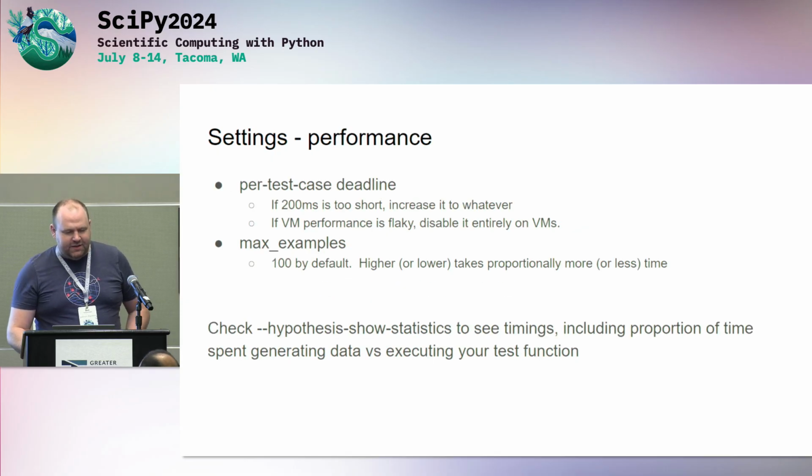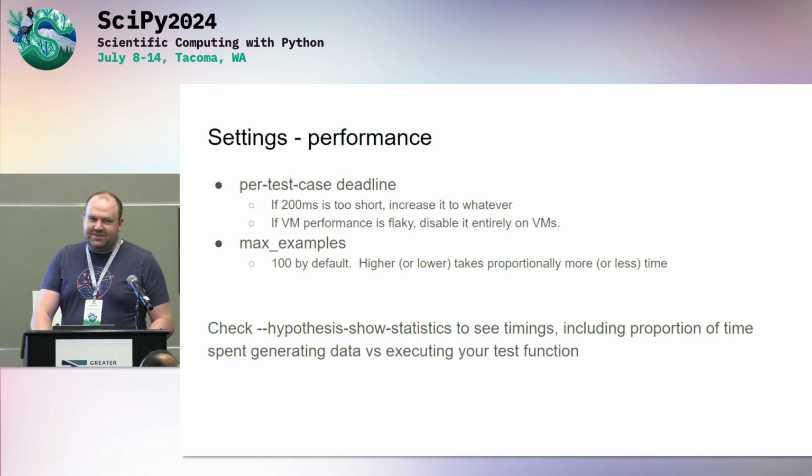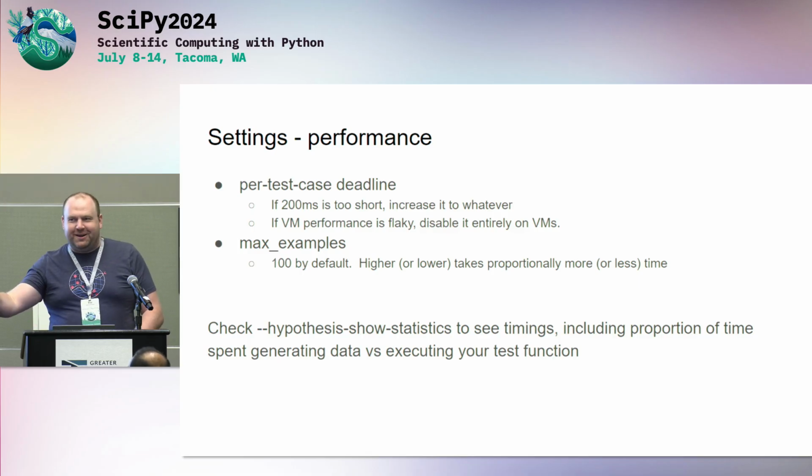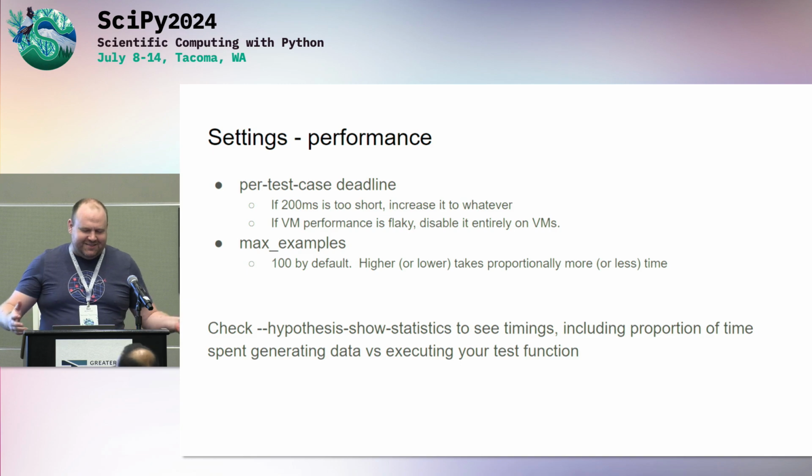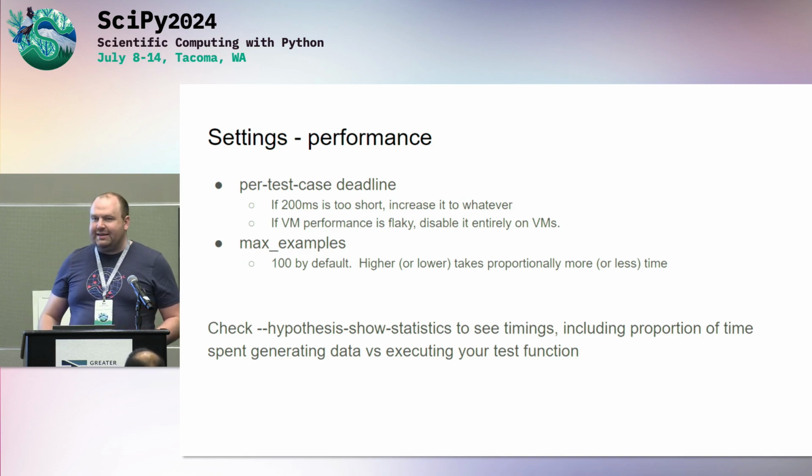Okay, the performance-related settings. Who wants things to go fast? Who wants things to be rigorous? We like both, but there's a bit of a trade-off where the more rigorous you are, the longer it takes. So you get two common settings for this. One is a deadline setting. This is how long does each test input have to run before we tell you that it's kind of oddly slow. By default, that's 200 milliseconds.